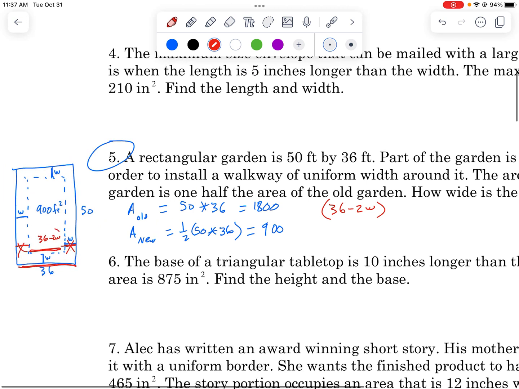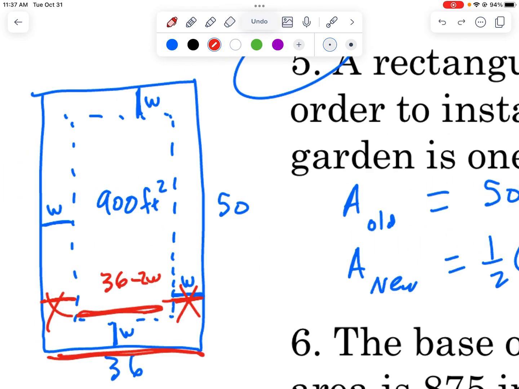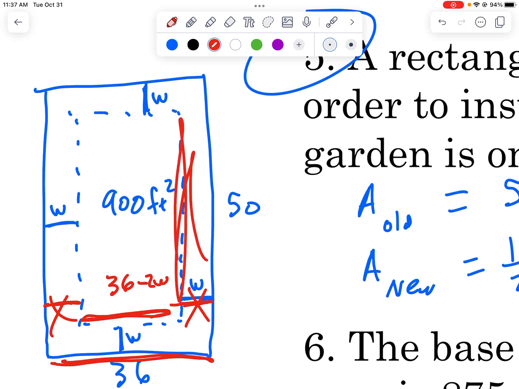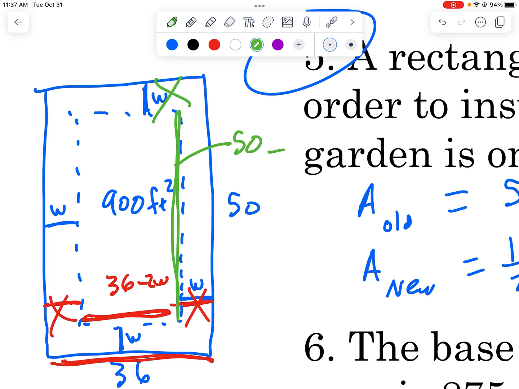And that's just this base length down here. So this base length here, we're going to multiply by this vertical length. Let's do a different color. Let's make it green. This length here is 50, right? That's the whole length here. It was 50. But we have to subtract off the top part, which is W. And then we subtract off the bottom part, which is also W. So it's like subtracting W twice, or just subtract 2W.